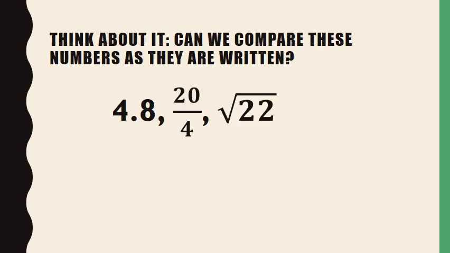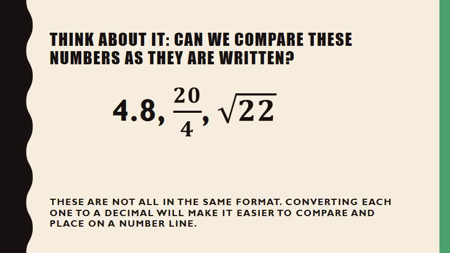So we talked about this in the last class, that we can compare these numbers if they're all written the same way. And right now we have a decimal, 4.8, a fraction, 20 over 4, and an imperfect square root, which is the square root of 22. Right now these are hard to compare because they're all formatted differently. So we're going to format them all the same and turn them into decimals to make them easier to compare and easier to place on a number line.